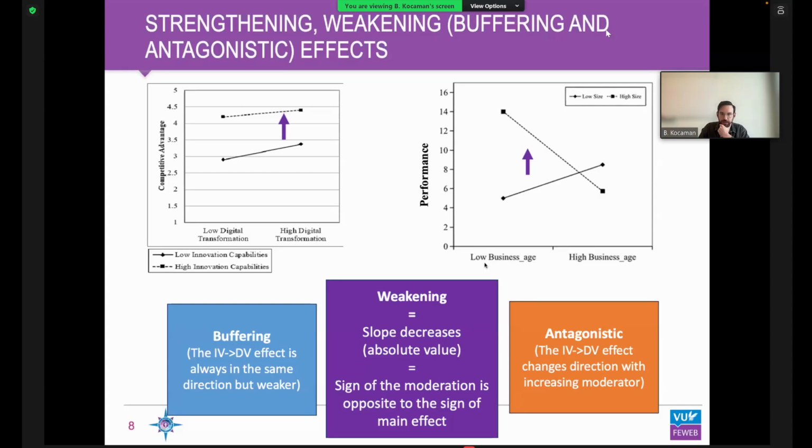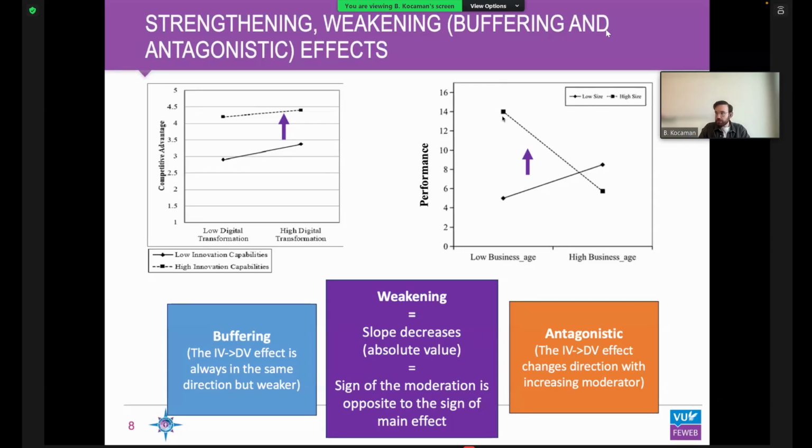In this case, we have an independent variable called business age. So this is the age of your company, basically. And we want to understand the performance of the company, so this is your dependent variable. And here you see the moderator. So this is low size and high size. This is the size of the company.